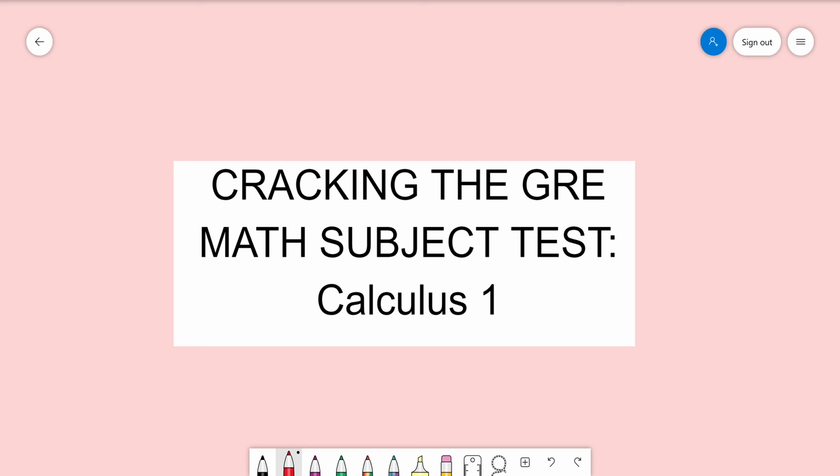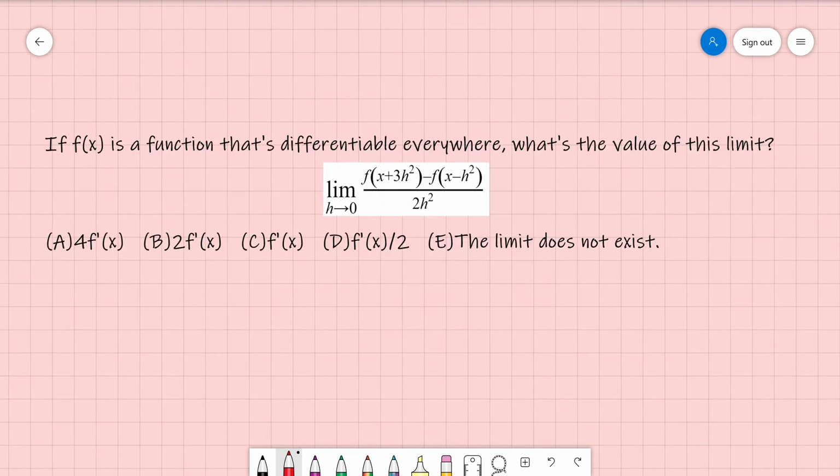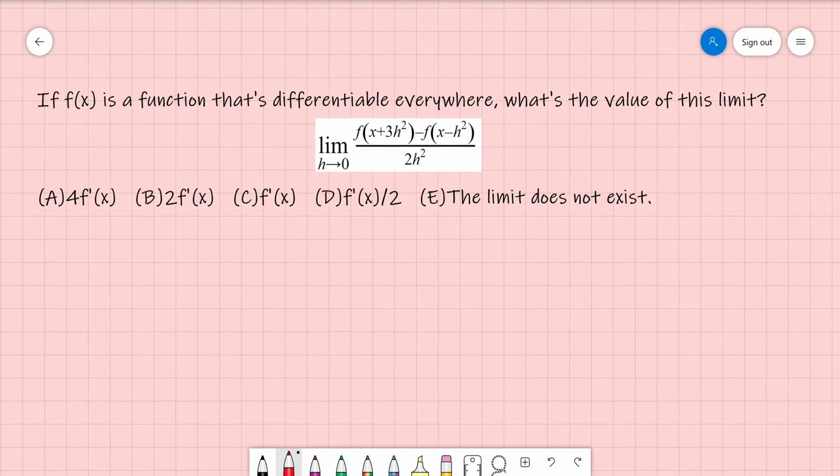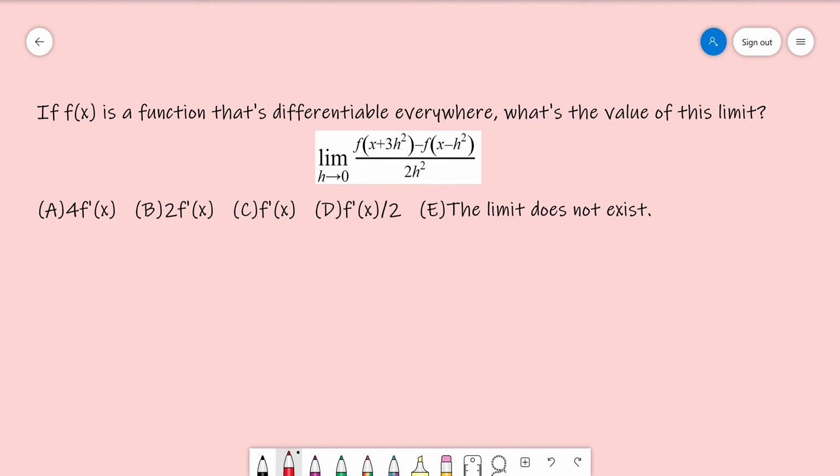This is Calculus 1. We're on problem number 11. In this problem, we're given this expression. The limit as h goes to 0 of f of x plus 3h squared minus f of x minus h squared, over 2h squared. And we're asked to find the value of this limit. Notice that the answer choices are multiples of the derivative of f, and that should give us a hint.